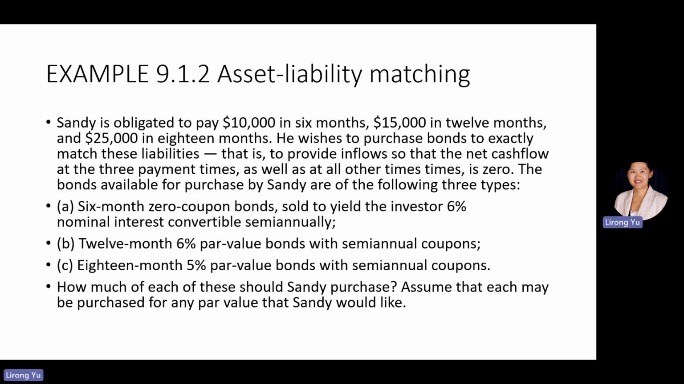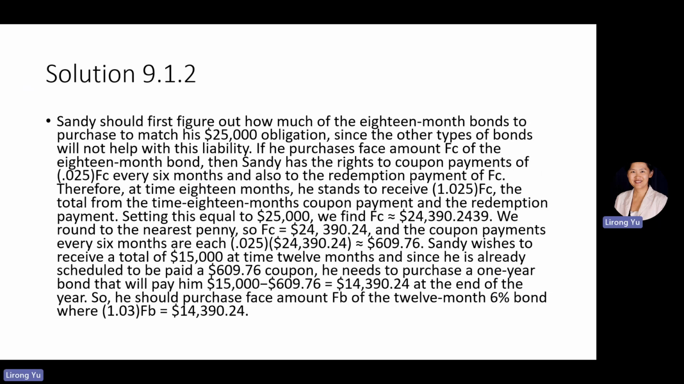So the coupon rate is 5%. Let's look at if we purchase the face amount FC of the 18 months bond, then Sandy has the right to a coupon payment of 0.025 times the face value every six months, and also to the redemption payment of FC.